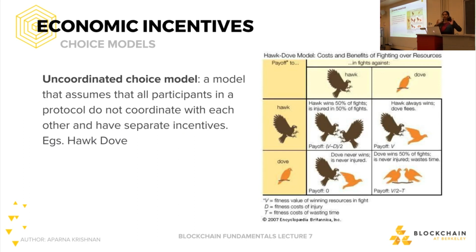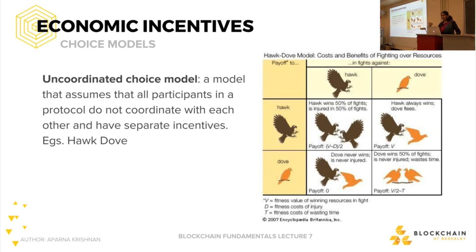Now, so far we've talked about a lot of these different concepts, but we need to understand what incentivizes or motivates all the actors in our network. So that's why we look at choice models. We have two main kinds of choice models. The first is an uncoordinated choice model. In this, you assume that all the participants are independent and don't want to coordinate with each other. They all have different incentives, different driving or motivating factors.